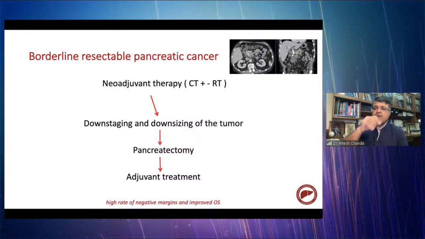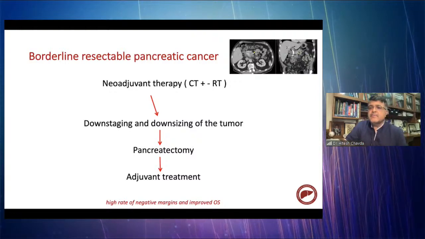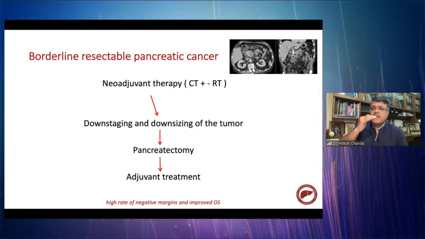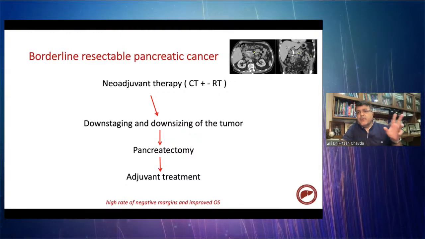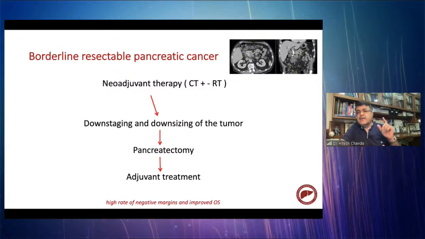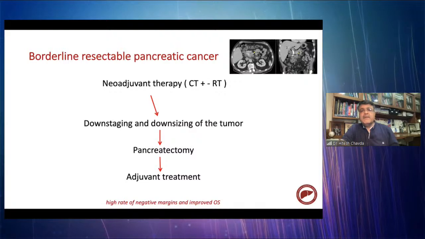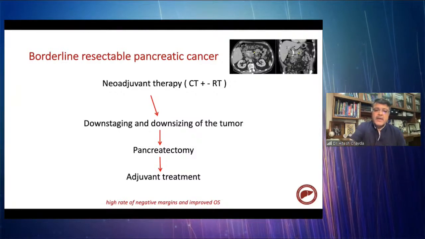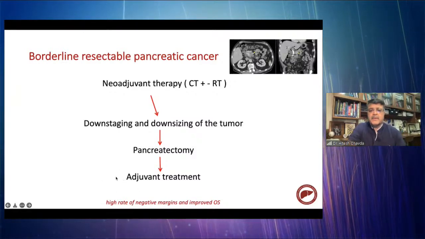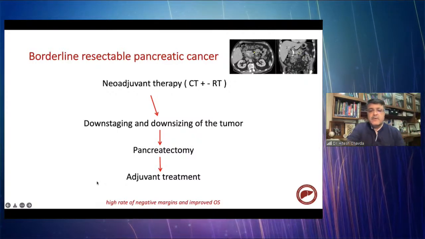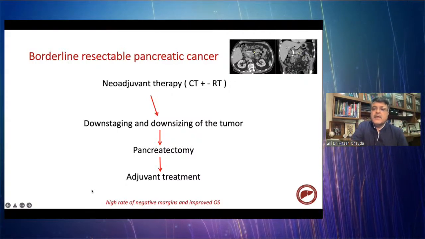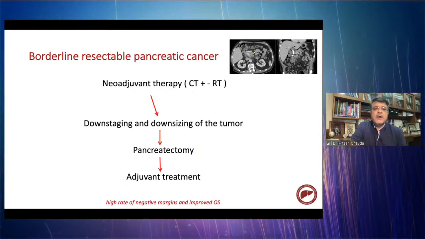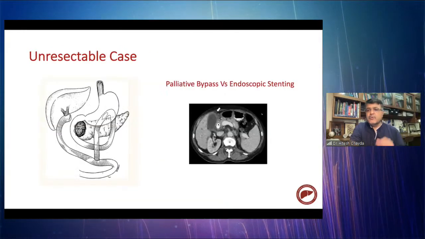They have received chemotherapy, mostly FOLFIRINOX or gemcitabine-based, plus or minus radiotherapy. They are downsized, and again, they are assessed. If there is no progression of the tumor, or if there is a regression, then it is taken as a positive sign, and they undergo an exploration and an R0 resection is attempted, followed by adjuvant therapy. It is found that these patients have a high rate of negative margins, and it improves overall survival. So many of the patients that we see will now qualify for neoadjuvant chemotherapy.